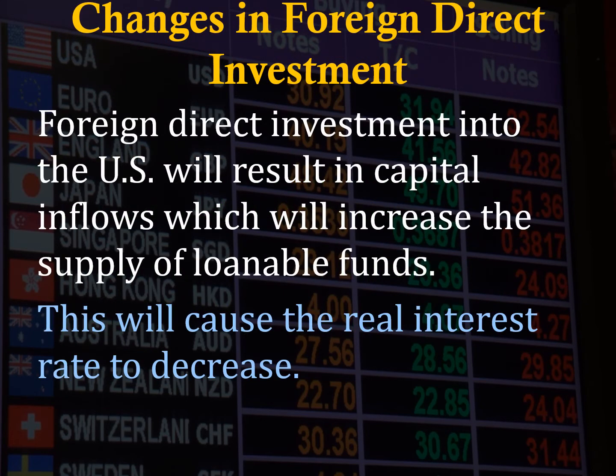Thirdly, we have changes in foreign direct investment. Foreign direct investment into the U.S. will result in capital inflows, which will increase the supply of loanable funds. So simply put, if people from foreign countries buy a company in America, that's going to increase the capital coming into America. That's going to increase the supply of loanable funds, which will cause the real interest rate to go down.